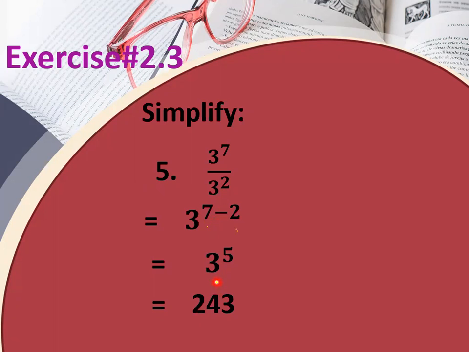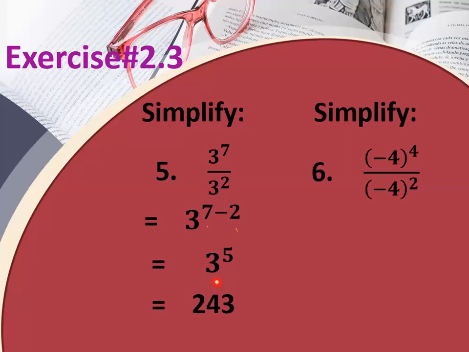Now move on to the next one. Again, you have to simplify it. Here you have a question: minus 4 raised to the power 4 divided by minus 4 raised to the power 2. Now the bases are again same, but the base has a minus sign. The base is negative, basically minus 4, and the bases are same and the exponents are different, and both of them are dividing with each other. So simply what you will do is subtract their powers by taking the common base, that is minus 4.